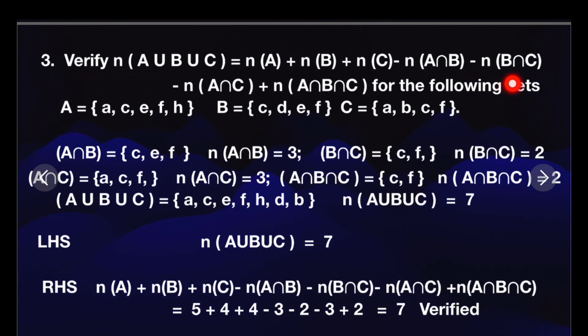Number 3. Again, you have to verify this equation and they have given the sets. Write down n(A), n(B), n(C), then do A intersection B, write down the number of elements in it, do B intersection C, C intersection A, write down the values of those, and then do A union B union C, write down how many elements are there in that, do A intersection B intersection C, write down how many elements are there. So then you can verify. Take LHS, what is A union B union C, write it down. Then take the RHS and put in all the values that you have found, and see if both are equal. If it is equal, it's verified. Here we have verified it.